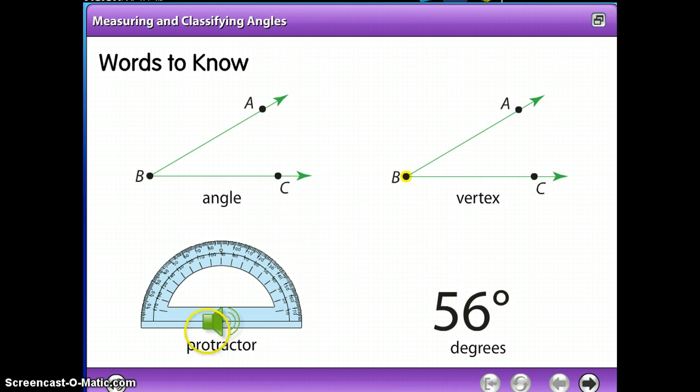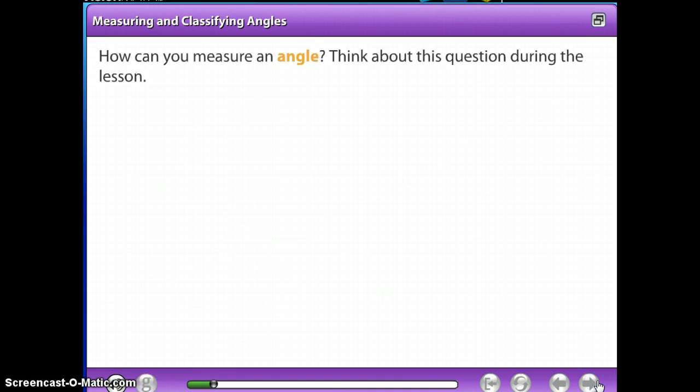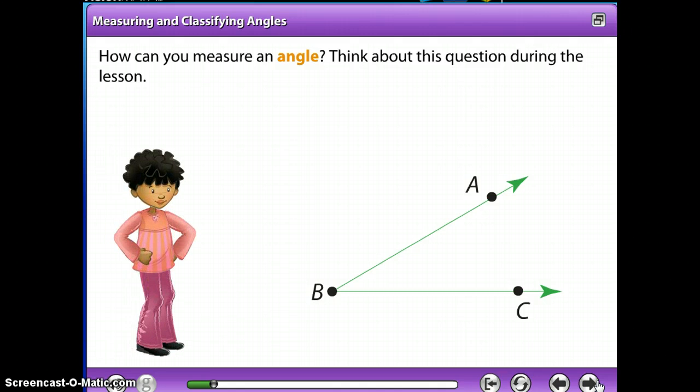Vertex. Protractor. Degrees. Okay, a vertex is where the 2 rays meet to form the angle. Protractor is the tool we use to measure an angle, and degrees is the unit of measurement for angles. How can you measure an angle? Think about this question during the lesson.